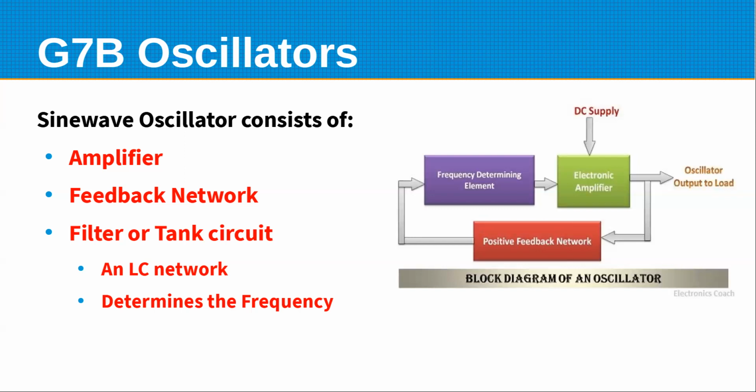So in order to keep that resonating, we have to keep supplying power to it, and we do that by using an amplifier that's connected to the tank circuit and taking part of the output of that amplifier and feeding it back in phase, or positive, back into the resonant circuit.